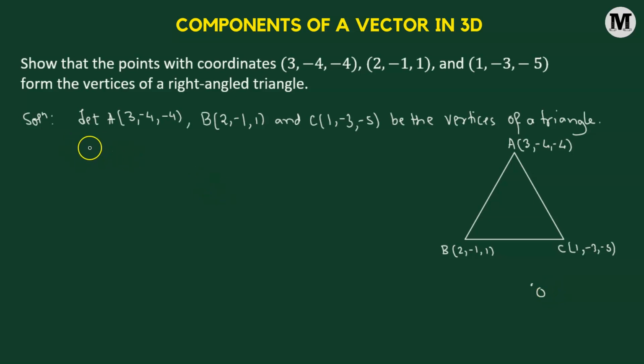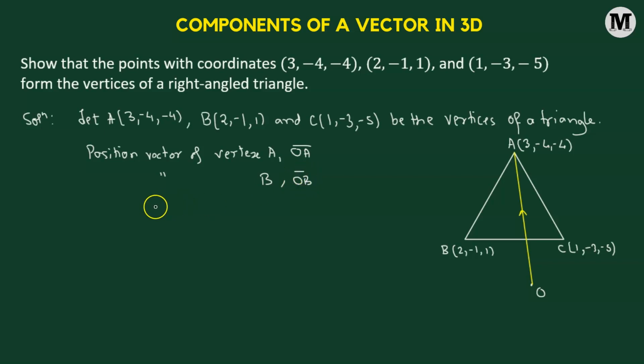Then, with respect to the origin, the position vector of vertex A is going to be defined by OA vector. To define OA vector, all you have to do is join point O and A with the help of a direct line segment going from O to A. Similarly, we can define the position vector of the vertex B. That's going to be OB vector. And the position vector of the vertex C is going to be OC vector.